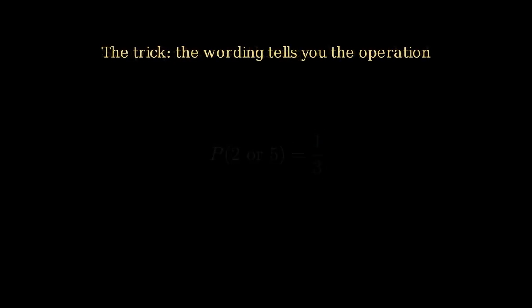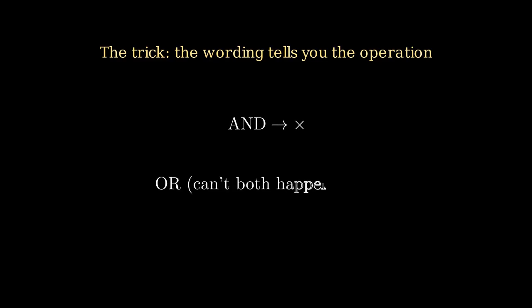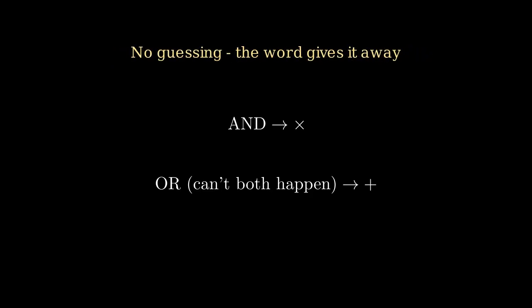Here's the trick that makes this whole topic simple. The English word in the question tells you exactly which operation to use. "And" means multiply, "or" when the outcomes can't both happen means add. You don't need to guess. The wording gives it away directly.